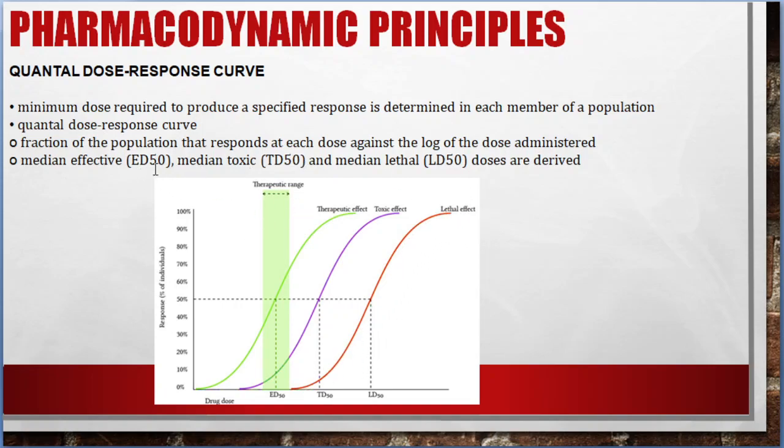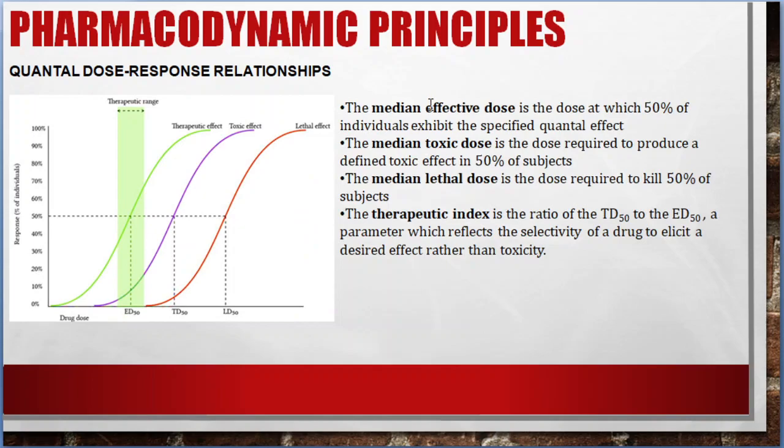So let's define this ED50, TD50, and LD50. Tingnan natin dito. Pag sinabi nating median effective dose, it's actually the dose at which 50% of the individual exhibit a specific quantal effect. So, it refers to the 50% of the individual, while your median toxic dose is actually the dose required to produce a defined toxic effect in 50% of the subject, while your median lethal dose, this one, is actually the dose required to kill 50% of your subject.